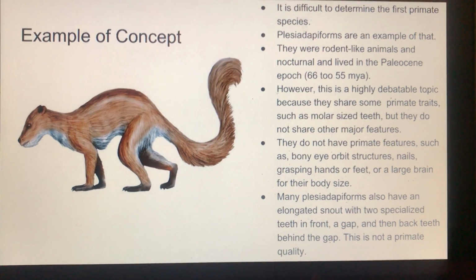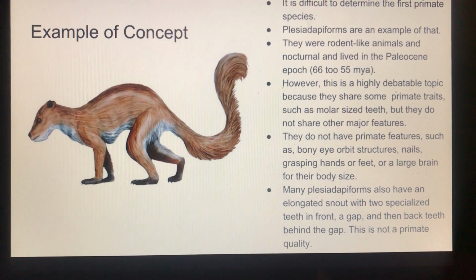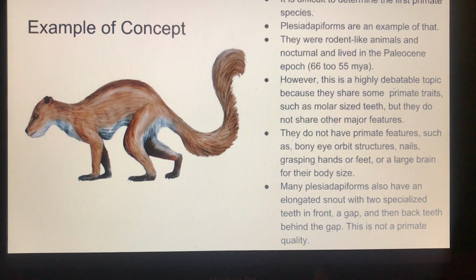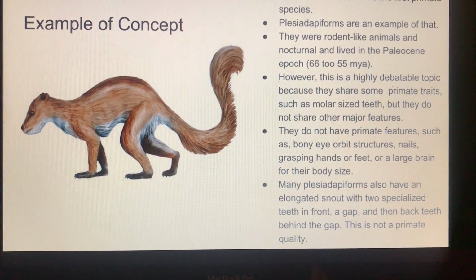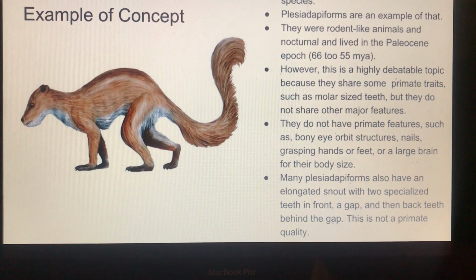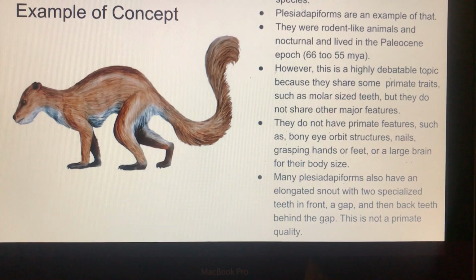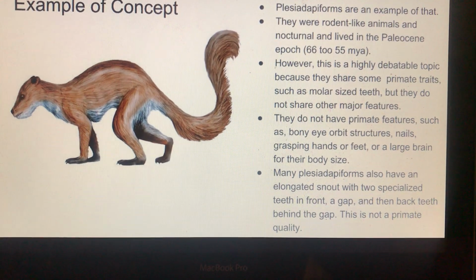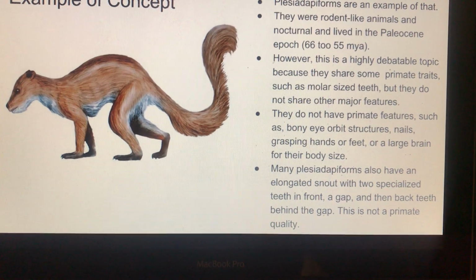The example of the concept. It is difficult to determine the first primate species. Plesiadapiforms are an example of that. They were rodent-like, nocturnal animals that lived in the Paleocene epoch, 66 to 55 MYA. However, this is a highly debatable topic because they share some primate traits such as molar-sized teeth, but they do not share other major features.